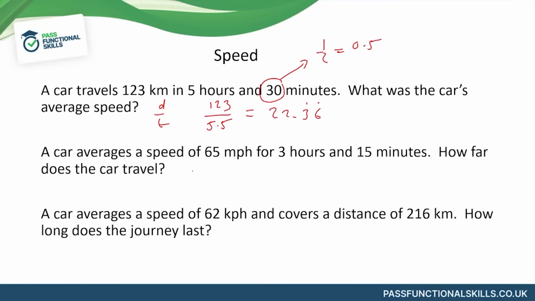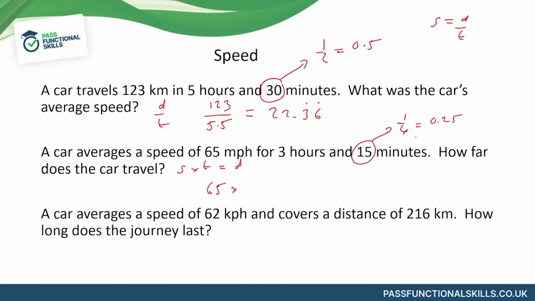The next one, we want how far does the car travel? Well, if speed is distance divided by time, then speed times by the time is the distance. So the speed is 65 and the time is 3 hours 15. Now 15 minutes, think about that, that is 1/4 of an hour, and 1/4, that is 0.25. Worth knowing that a quarter is 0.25. If you don't know that, then just do 1 divided by 4.